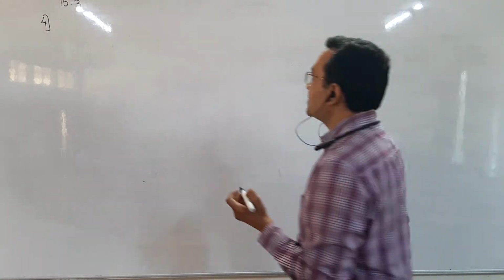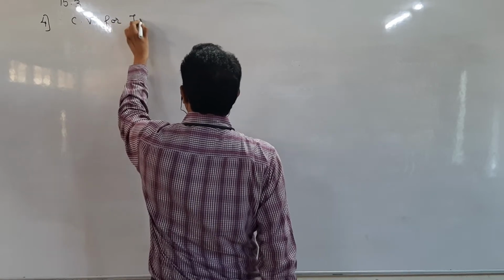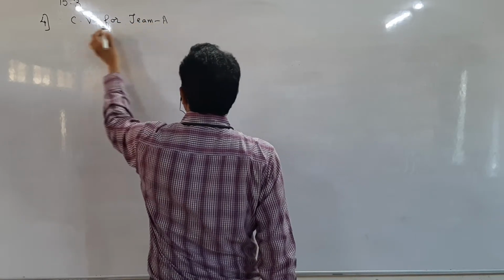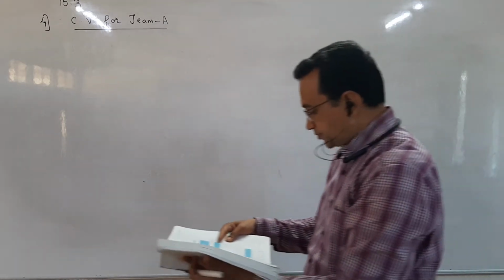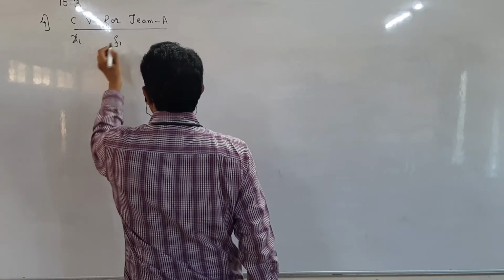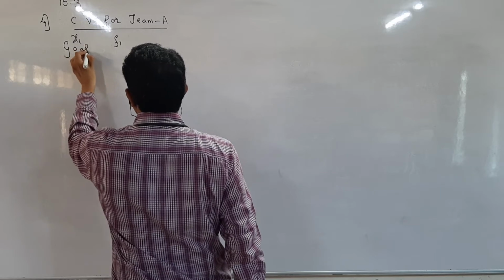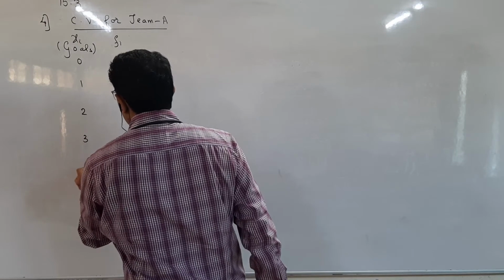So what we will do, we will find CV. We write CV for Team A. First of all, students, we will find the mean, and then we will find the standard deviation, and then correspondingly we will check which team is more consistent. Now I wrote down Xi and Fi. Xi is number of goals and Fi is matches: 0, 1, 2, 3, 4.